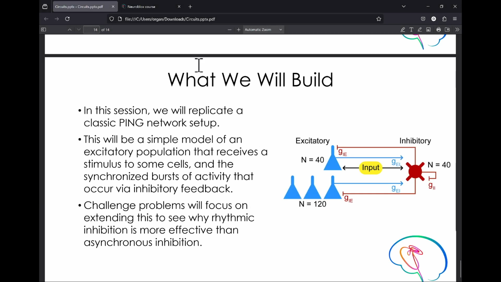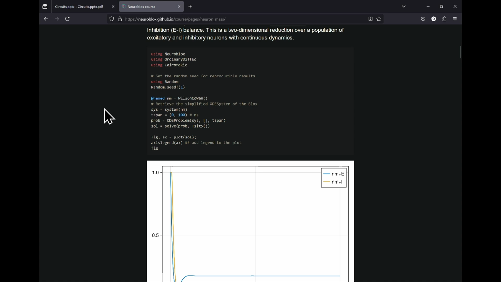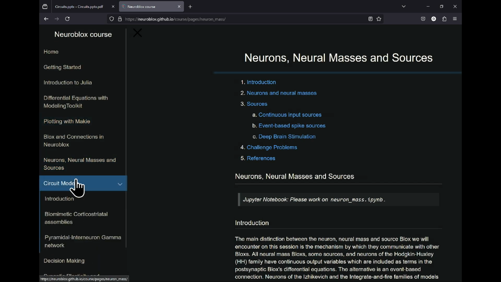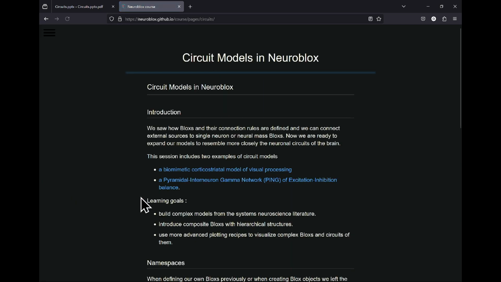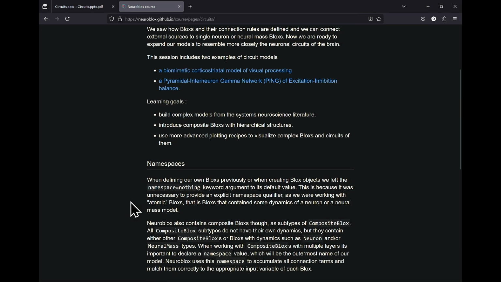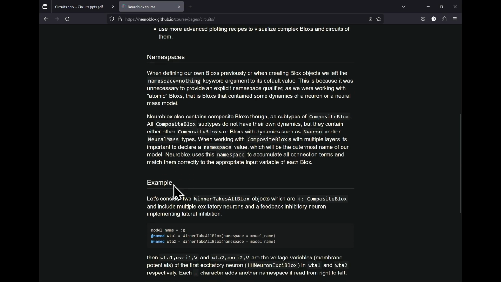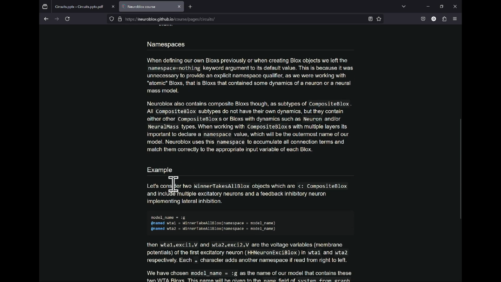This is an extra disclaimer. Please, for the session, first navigate to the introduction page. This is not a notebook. This is only on the website because it's mainly text. So go to circuit models and then introduction. Because there are some important points here, particularly around namespace in NeuroBlox, that is important to know before you start working with circuits.